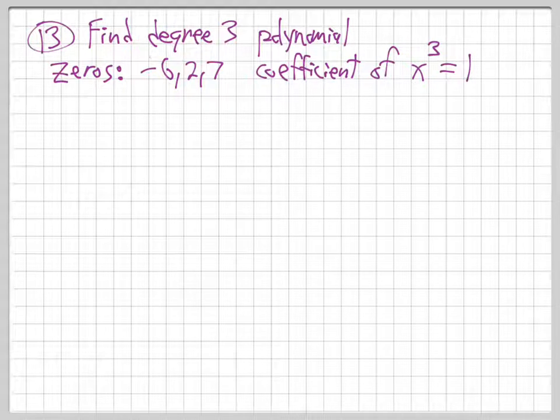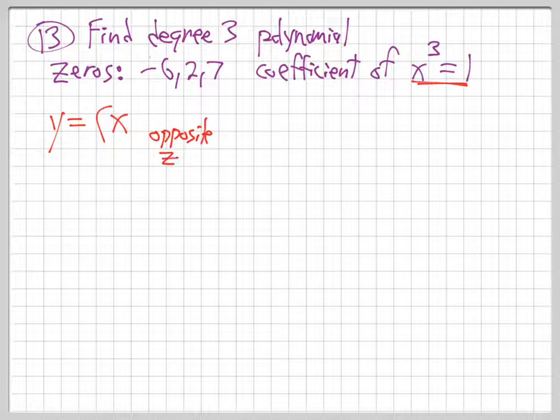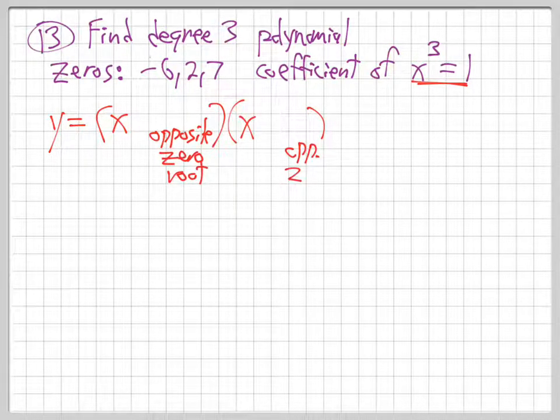Question number 13, find a degree 3 polynomial that has zeros negative 6, 2, and 7, and the coefficient of x cubed is 1. So let's give it a try. How do we do that? Remember what zeros are? These are the kind where we go y equals x, and we go opposite of the zero or the root. Remember, a zero and a root are the same thing. So we're going to go x opposite of the zero, x opposite of the zero, and x opposite of the zero.